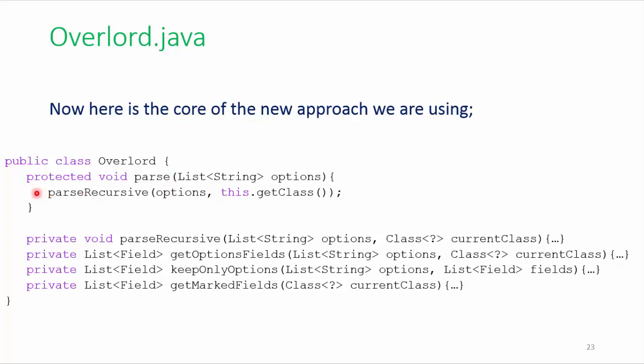So you can see that the first thing we do in the code for parse is we pass our list of options to parseRecursive, which is one of the methods we're going to write.